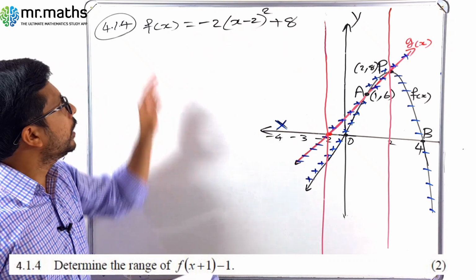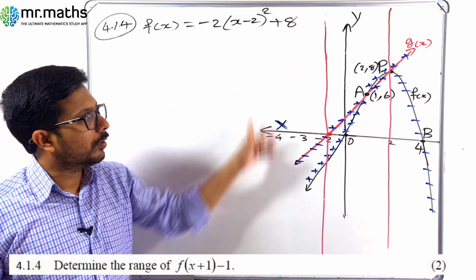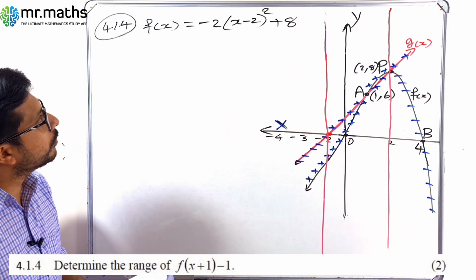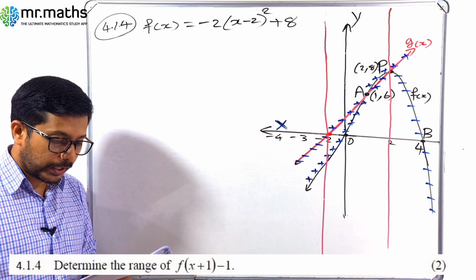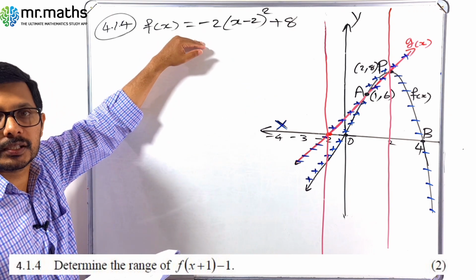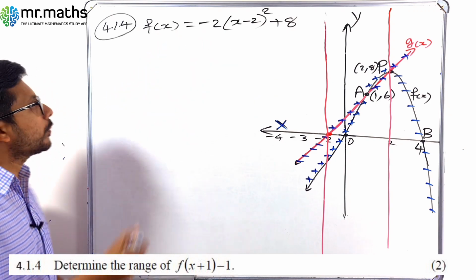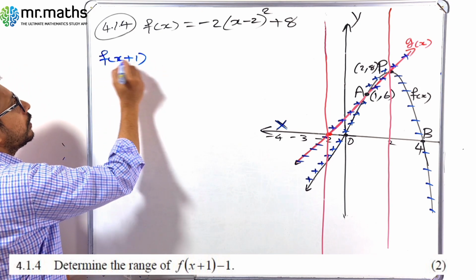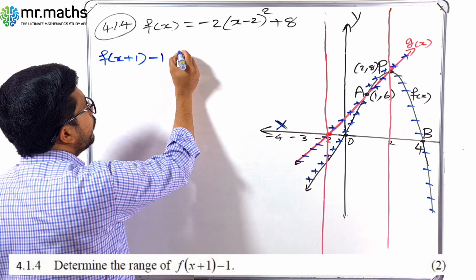Okay, so this is the equation that we got: f of x is equal to, this is the equation of that parabola graph. Now here you have to write the range of f of x plus 1 minus 1, not the range of this f of x. They want the range of f of x plus 1 minus 1. So how can you write that equation?